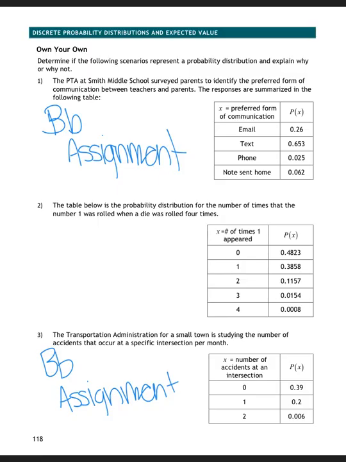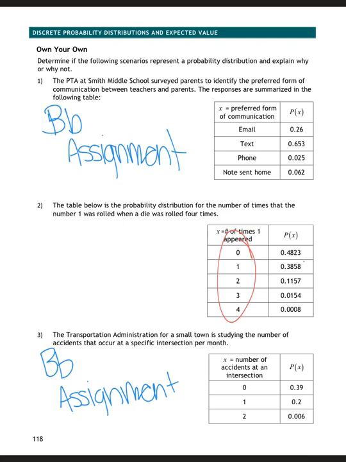Now here are some questions. 2 of these are in your Blackboard assignment, so I'm not going to do those. But you should be determining why the following scenarios are or are not probability distributions, and you want to make sure that you take a look at all of those guidelines that we have. So if we look at number 2, we have the probability distribution for the number of times that the number 1 was rolled when a die was rolled 4 times. So the first thing you want to look at, is this random variable numerical? Yes. Does it have corresponding probabilities? Yes. So number 1 is checked off.